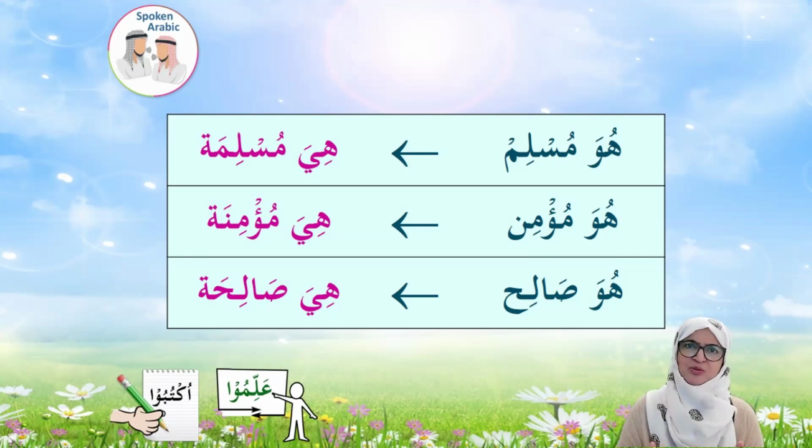Like when somebody asks you, huwa Muslim? So you say, Naam, huwa Muslim. Remember? Hiya Muslima? Naam, hiya Muslima. Naam means yes, she is a Muslimah. So I'm also teaching you how to speak Arabic. So give me an answer. Huwa Muslim? I'm asking you. Give me an answer.